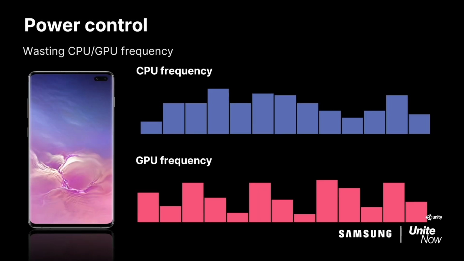The second half of the problem I described earlier was power control. So what can we do about power control? Now, again, I'll give you a pretty general scenario. So let's say the scene being rendered is quite simple. You're rendering quite a normal scene, maybe with not too much work going on.